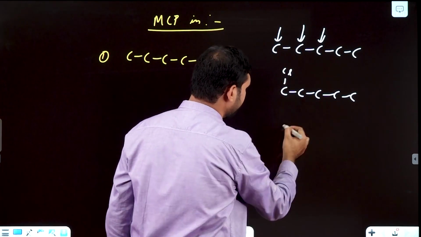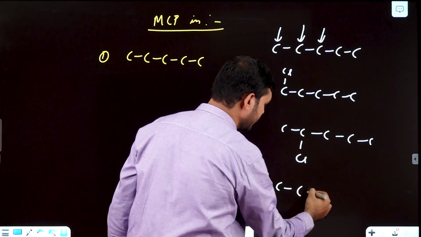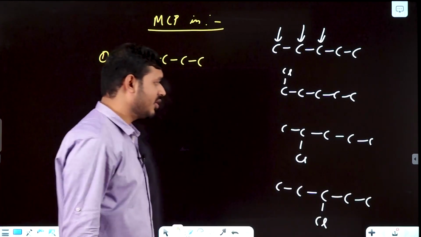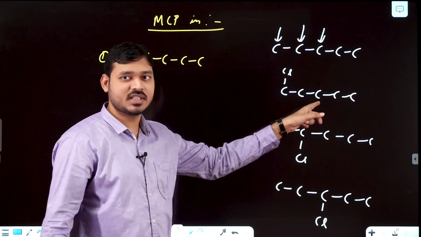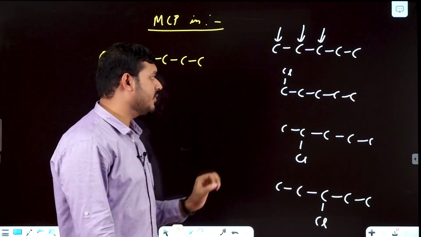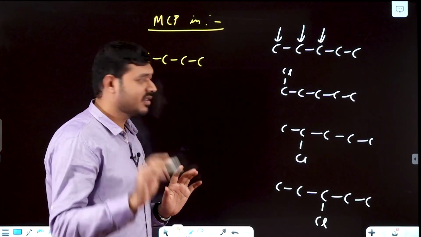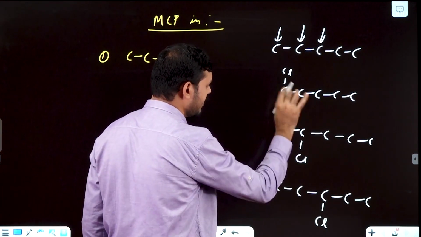So 1 chloro, 2 chloro, 3 chloro. Okay, now check 1 by 1. See, from this side or this side, both are same. Okay, now check 1 by 1. If you get any chiral center, then you have to draw its enantiomer as well. Okay, so 1 chloro, it is CH2. No, optical activity is 0.